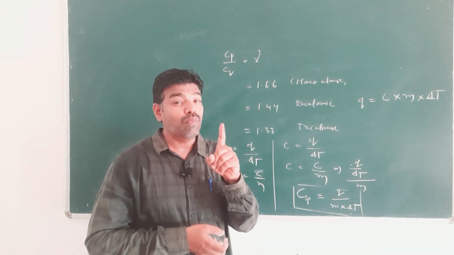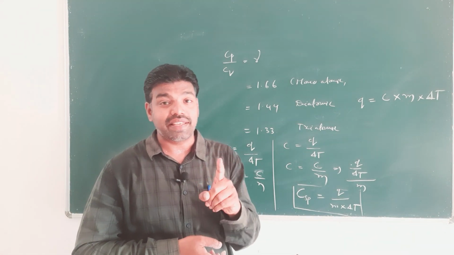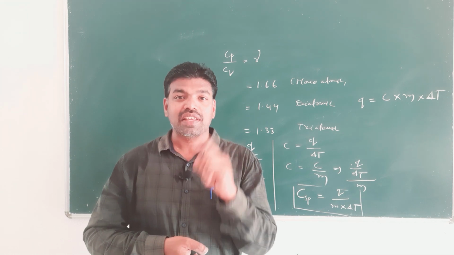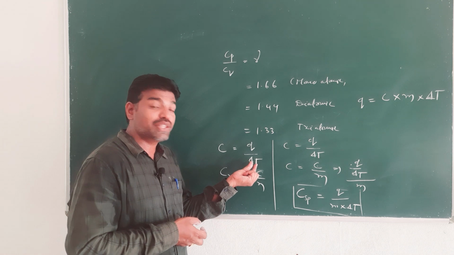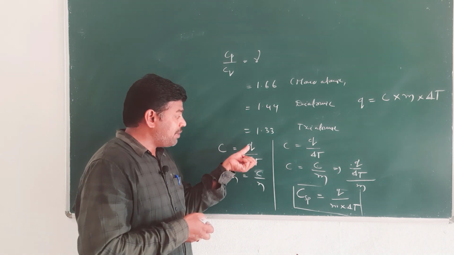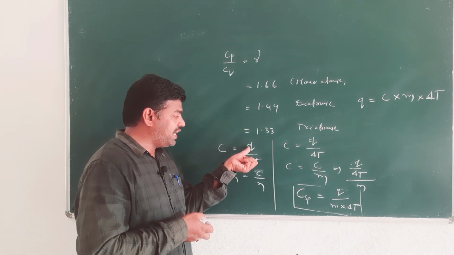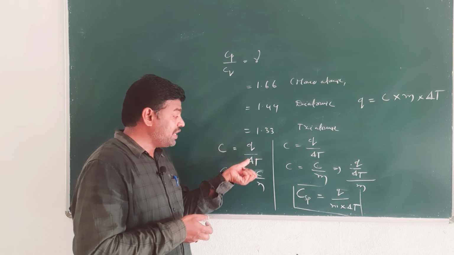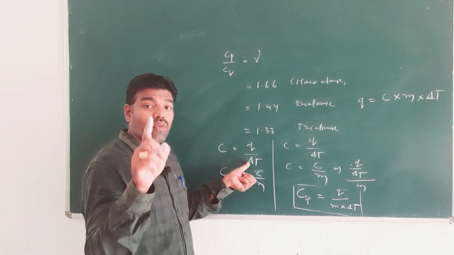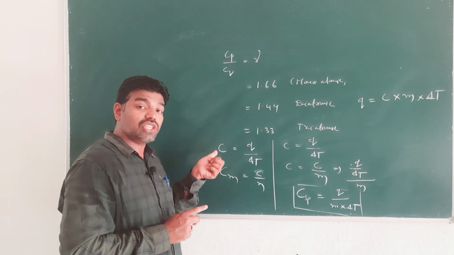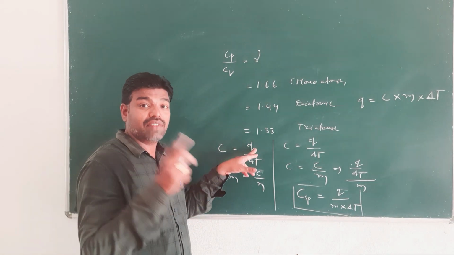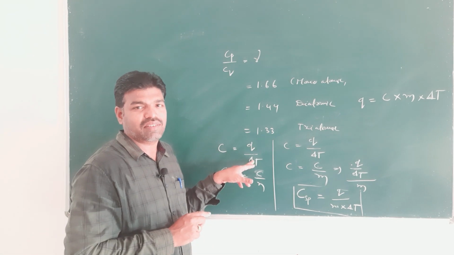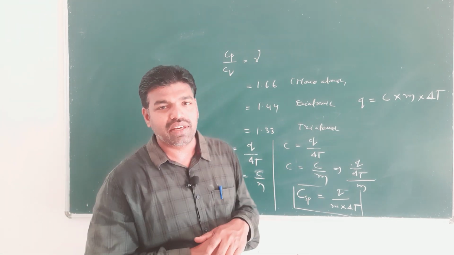Okay, and one more important point about heat capacity. Heat capacity C is equal to Q by T. This equation tells you that for a given amount of heat, the temperature rise of the system depends on the heat capacity. If the heat capacity is large, the temperature rise is small. If the heat capacity is small, the same Q amount of heat will raise the temperature of the system much more. So that is about heat capacity.